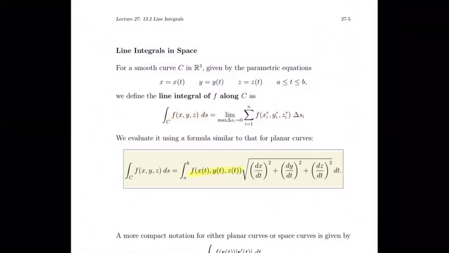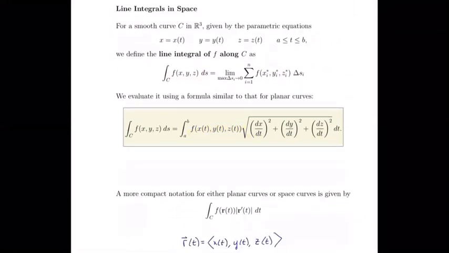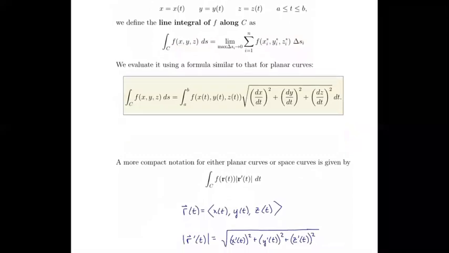Our line integral then breaks into the following: f at the point x of t, y of t, z of t, and then times the arc length term, this radical of all three derivatives squared with respect to t, dt. So that's ds in three-dimensional space. Should be no surprise, it's analogous to the two-dimensional space.